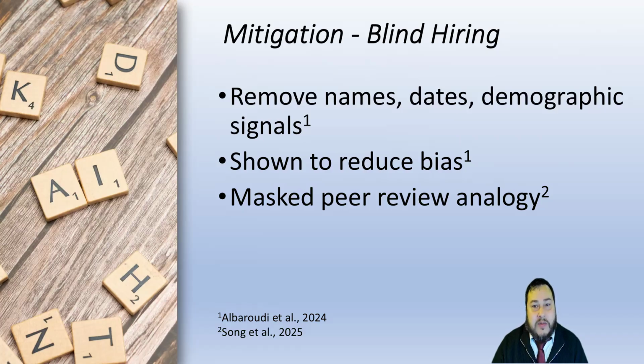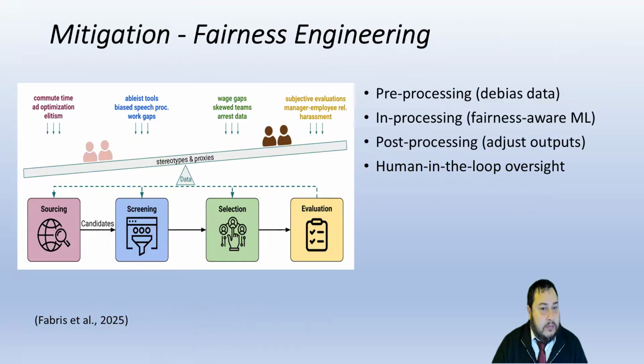We see a similar effect in academic publishing. Song and colleagues describe how masked peer review reduces disparities in authorship outcomes by hiding the identity of the author. The same principle applies in hiring. When evaluators can't see demographic information, bias decreases. Fabriz and colleagues describe the categories of engineering techniques designed to reduce bias in algorithmic systems through fairness engineering.